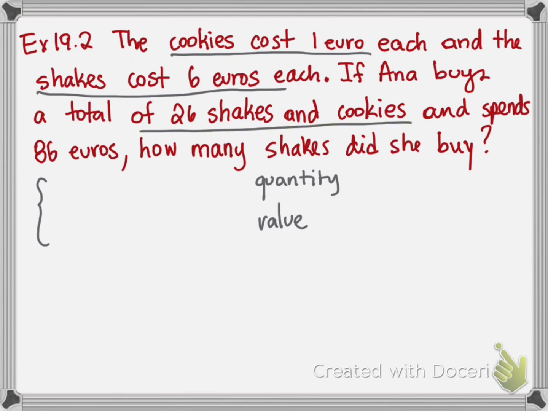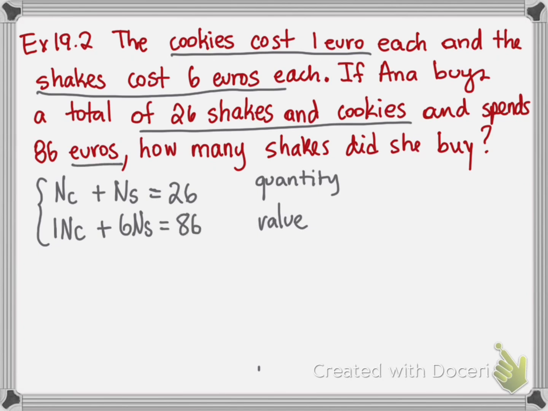So in this case, it says that there were 26 shakes and cookies. That's the total. So I'm going to put the number of cookies plus the number of shakes equals 26 because that's the total of items bought. And then it says that she spent €86. So we have to put the value. So €1 for the number of cookies and €6 for the number of shakes. And there's a total of 86. Now notice that we're working with euros here, here, and here. So we don't have to multiply times 100 like we did in the previous exercise where we were working with cents and with dollars. So this is actually very easy.